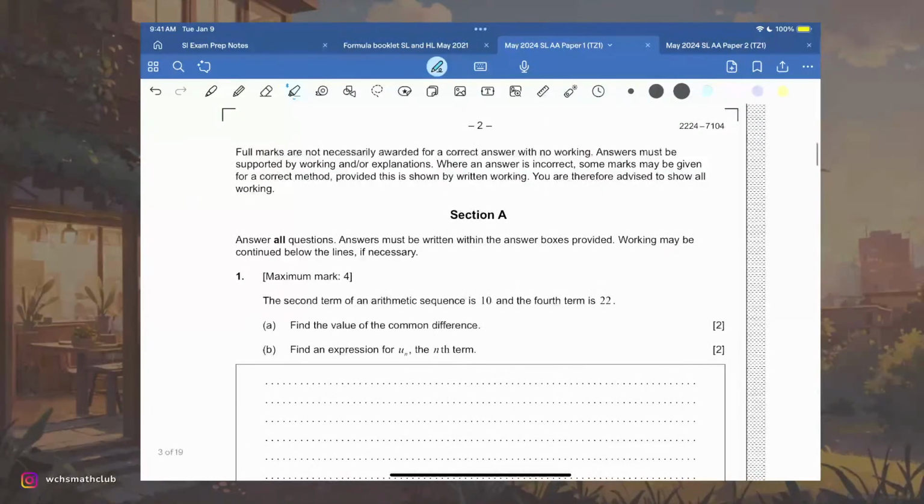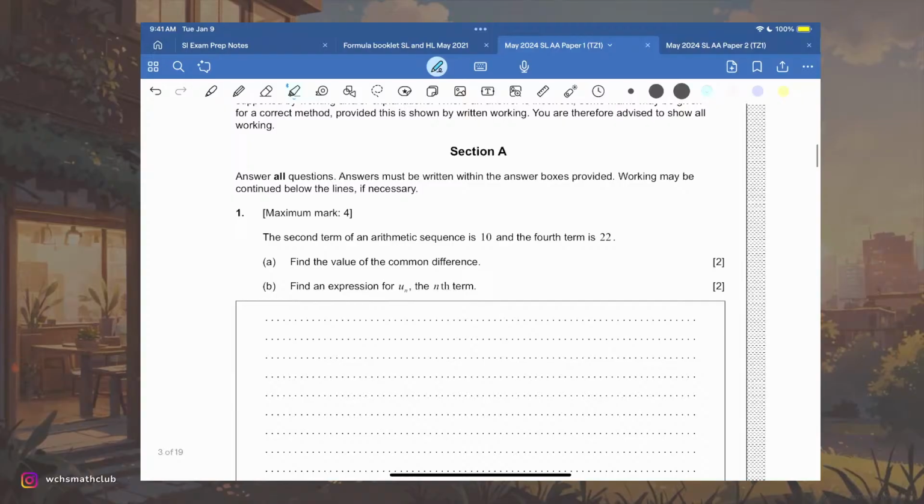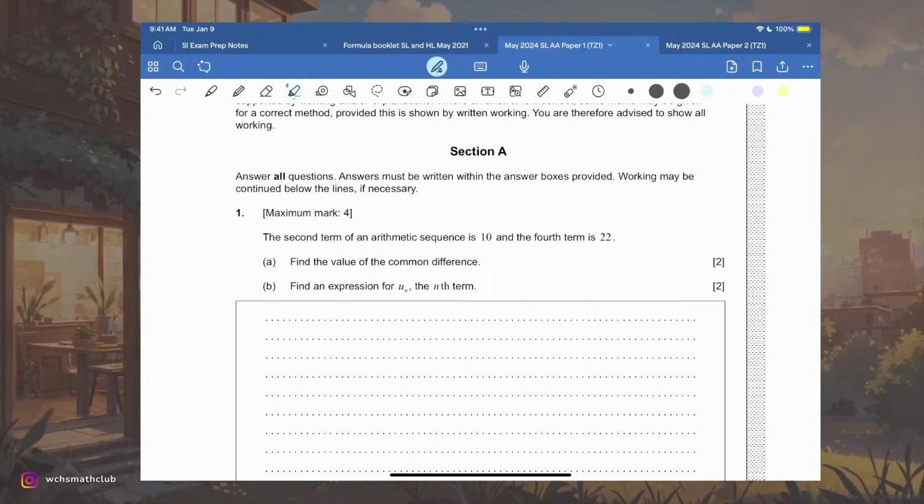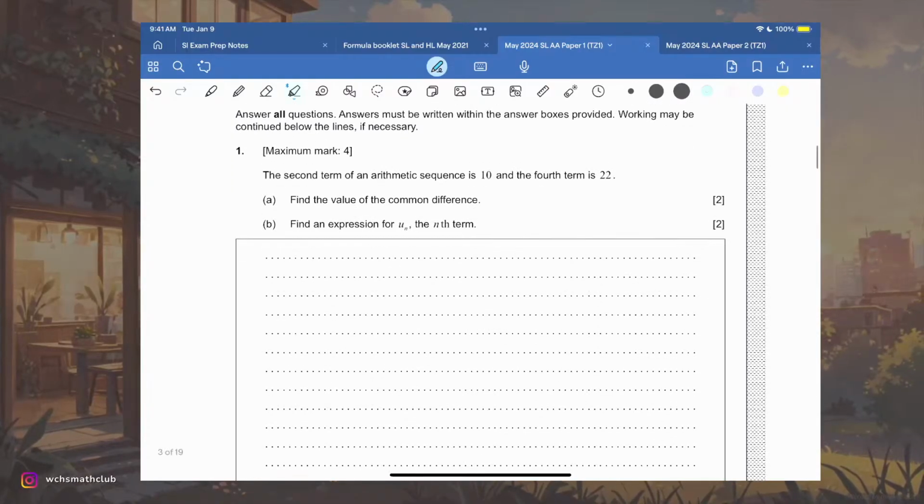All right, let's move on to the first problem of today. The second term of an arithmetic sequence is 10 and the fourth term is 22. Part A: find the value of the common difference.